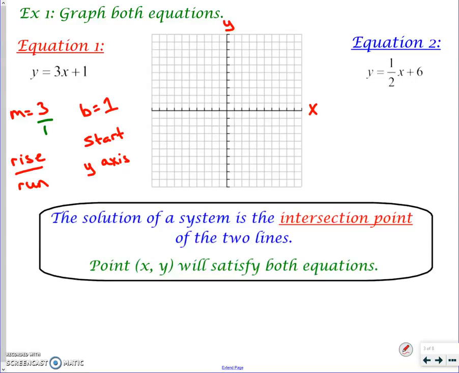And on this, I want to start with the 1. So I'm going to start on the y-axis at the 1. And then I'm going to do my rise over run. I'm going to go up 1, 2, 3 to the right 1. Up 1, 2, 3 to the right 1. Up 1, 2, 3 to the right 1.